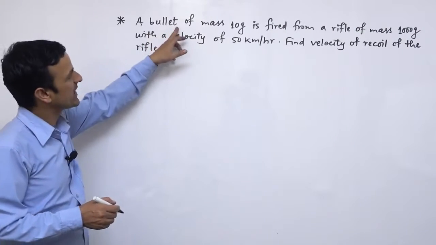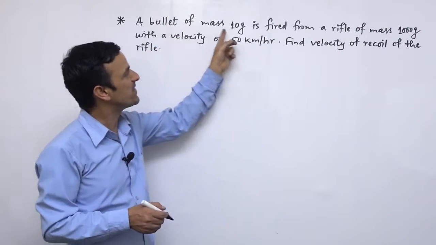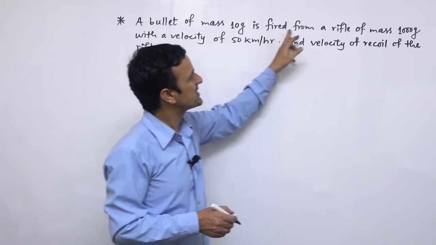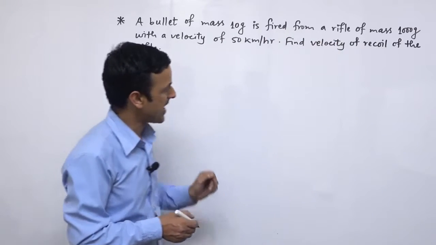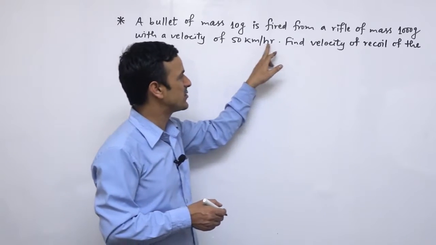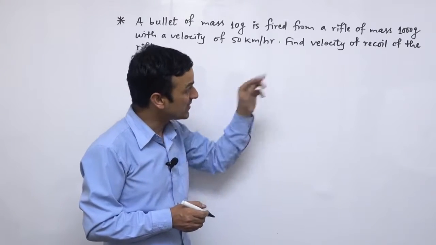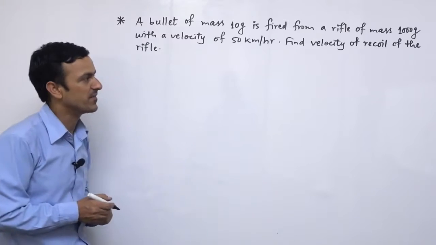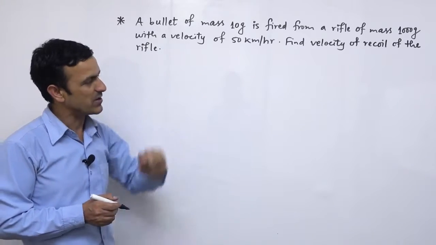Dear students, we can see another question. A bullet of mass 10 gram is fired from a rifle of mass 1000 gram with a velocity of 50 km per hour. Find the velocity of recoil of the rifle. Rifle को velocity निकाल्नु पर्यो.